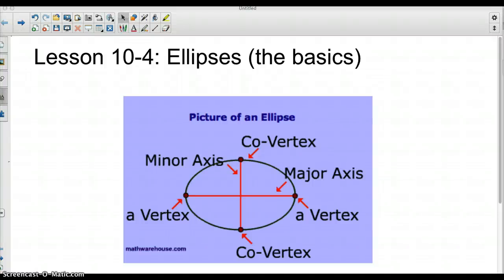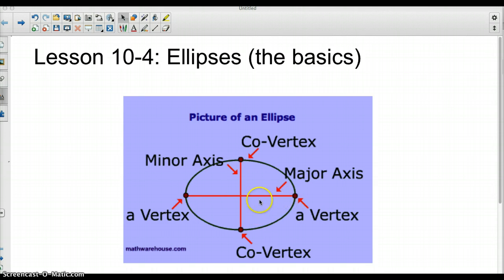Lesson 10 for ellipses, or the basics of ellipses. Here you have a picture of an ellipse, and you can notice that an ellipse looks like a circle, but it's pulled in some direction, either horizontally or vertically. When you have an ellipse, you're going to have two axes going through the ellipse, and they meet at a 90-degree angle, so they're perpendicular to each other.